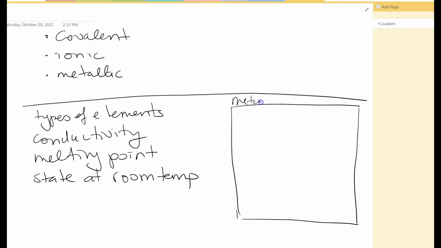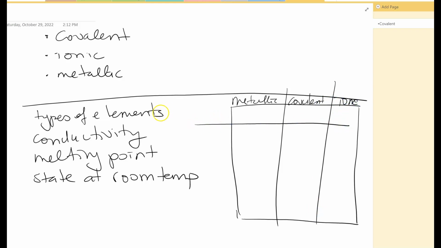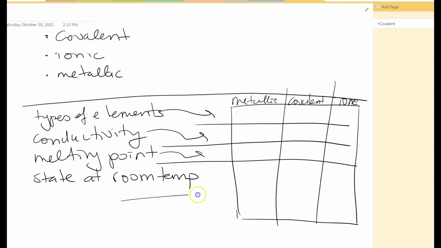You're going to put metallic, covalent, and ionic. Then you're going to put these properties: types, conductivity, melting point, state at room temperature. State at room temperature is like solid, right? For metallic, you can say solid except mercury, right? And then you pick another property that we haven't talked about here. You're going to make this table along with your notes, and that's going to be part of the notes that you submit on my JAG.